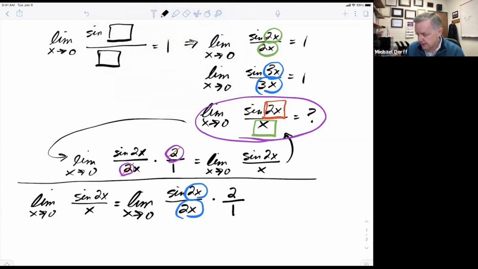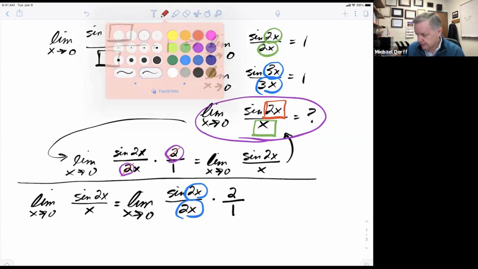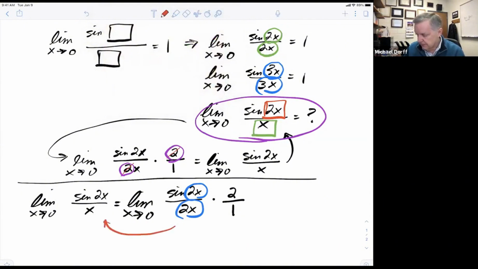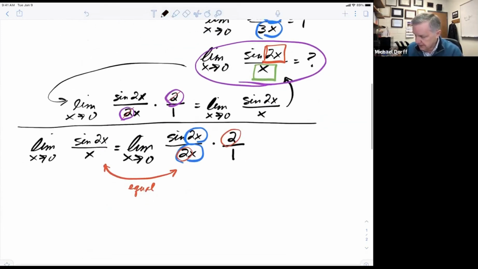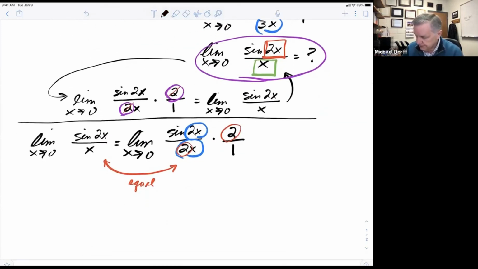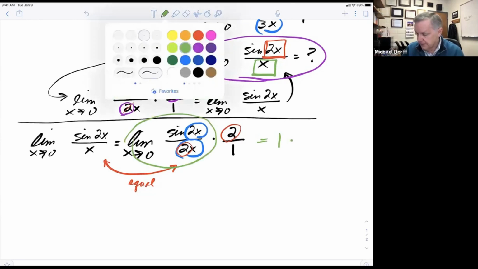All right, so now these two are equal to each other because the 2 and the 2 there balance each other out. And then what do I notice about this part? Well, the green here equals 1 by that property or the identity that we had before.